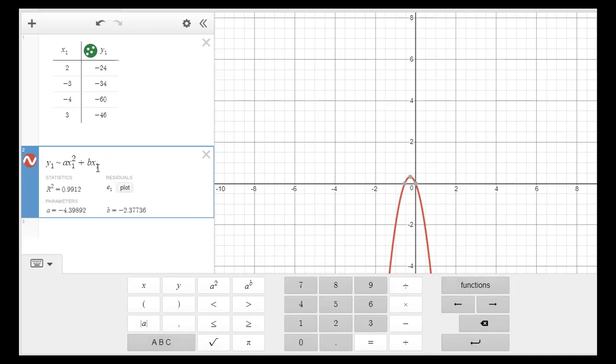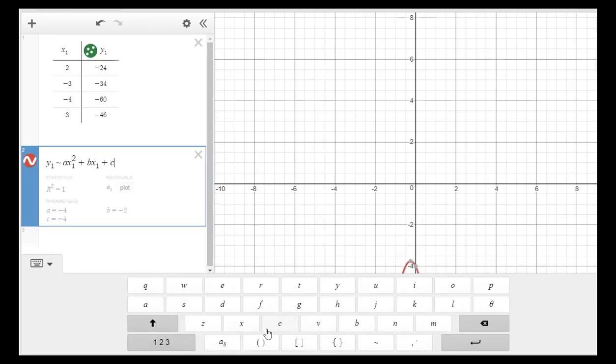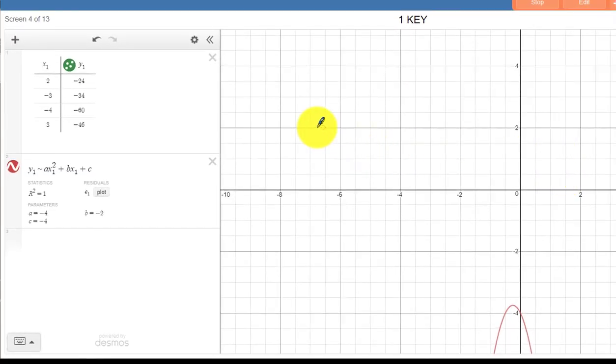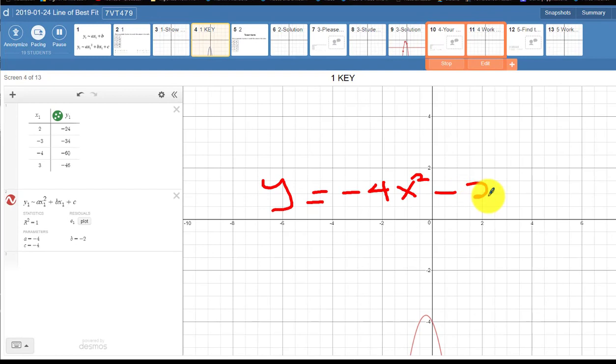To exit out from the subscript notation, click this right arrow and then plus c, and here we go. We will have our values for a, b, and c. Once you have the value of your a, b, and c, you may now write the equation. So the equation is y equals a, which is -4, b is -2, and then c is -4. So this will be the equation.